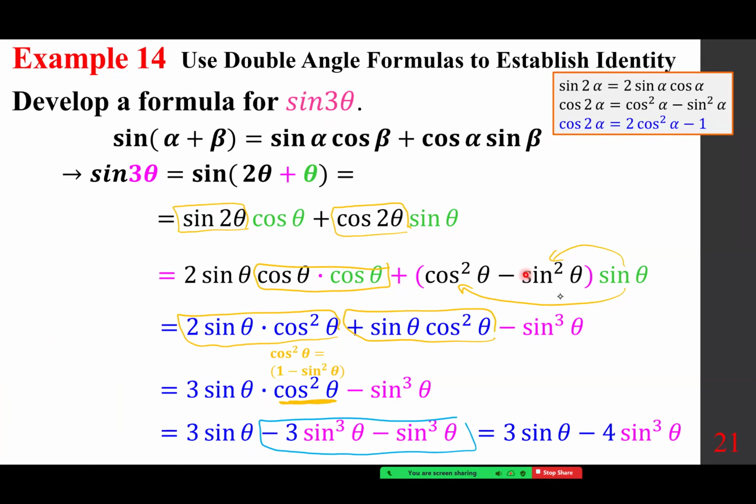If you had written 1 minus 2 sine squared here, again, you would be close, and another manipulation would have given you the answer.